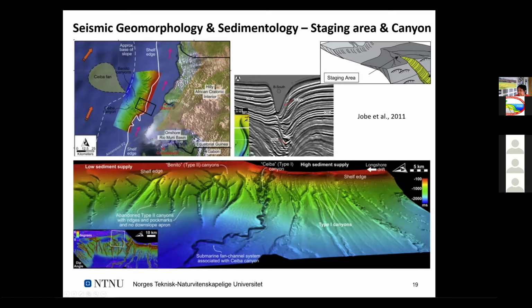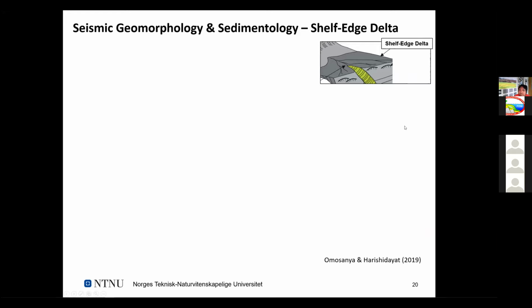Now I bring you to New Zealand, offshore New Zealand in the Great South Basin, where we have this shelf-edge delta. For my publication, you can get it from my ResearchGate profile. Just google my name, then you can go to my ResearchGate profile. Then you can download my publication for free.